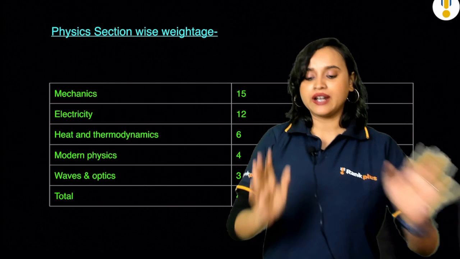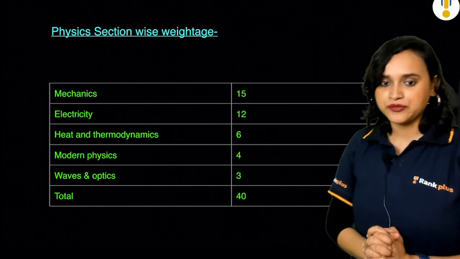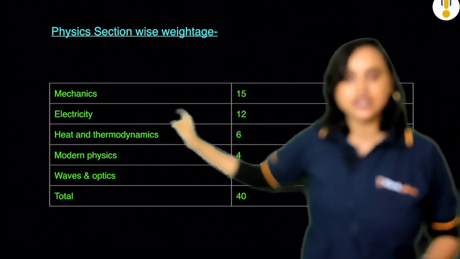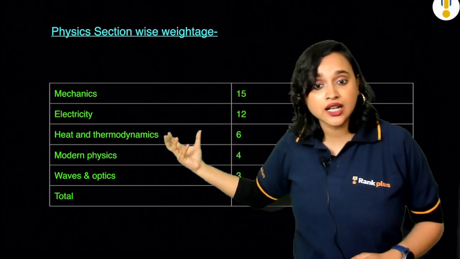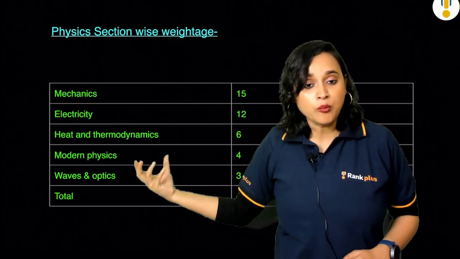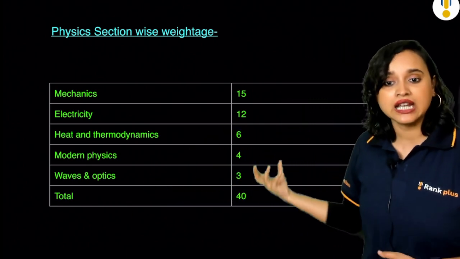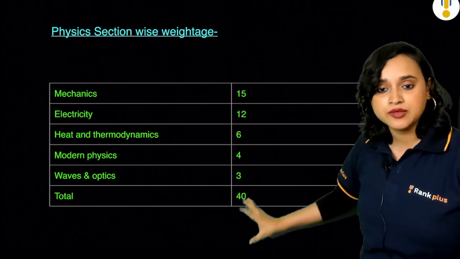Okay? Alright. Now let us come to physics. Okay, in physics, from mechanics you will be getting 15 marks, from electricity you'll be getting 12 marks, from heat and thermodynamics you will be getting 6, from modern physics you will be getting 4, from waves and optics you will be getting 3, and totally this becomes 40 marks.